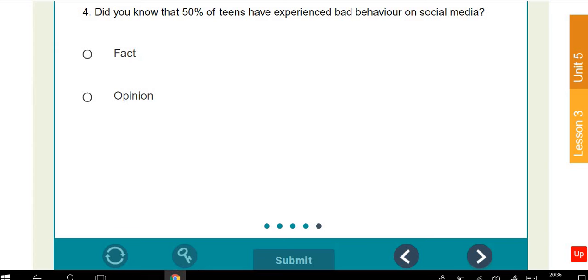Did you know that 50% of teens have experienced bad behavior on social media? Of course, this is fact. Why is it fact? Because we have a number here, okay? We have a percent here. So it is fact.